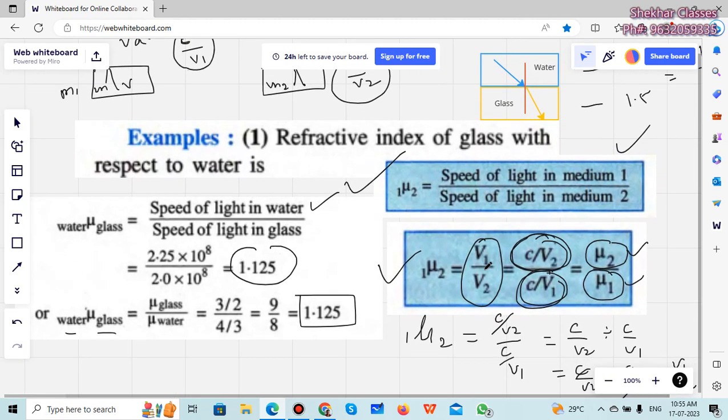I think it is clear to you. So fine, just make a note of all these formulas and understand. Any doubt?